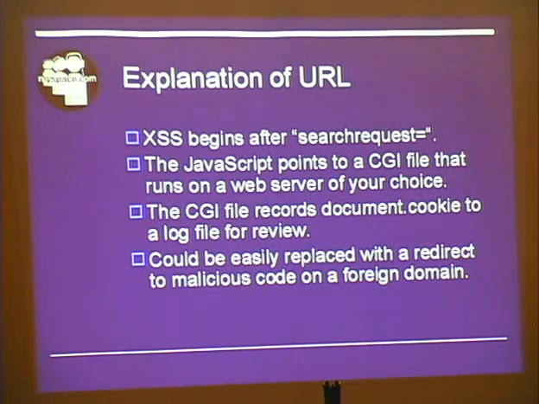The cross-site scripting actually started after the search request equals, just like I talked about. The JavaScript points to a CGI file that runs on a web server that I talked about as well. It records document.cookie. What it actually does, the CGI file takes document.cookie that you called with the JavaScript, and records it to your text file of choice that you told it to log to in the CGI file. Like I talked a little bit about before, it could be easily replaced with a redirect to malicious code in a foreign domain by using almost the exact same structure, except you wouldn't put plus document.cookie. You would just put malicious.js for the JavaScript file or whatever else you were going to use.